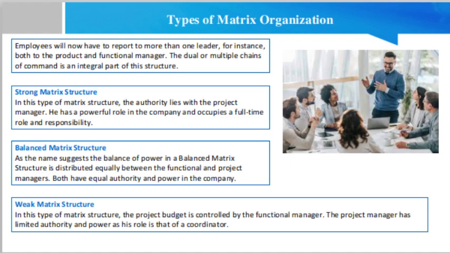Friends, matrix organization is defined as a complex structure implemented by business organizations. In most cases, the business entity follows a hierarchy system, but here the reporting relationship is set up as a matrix or a grid actually. Employees will now have to report to more than one leader or boss, for instance, both to the product and functional manager. The dual or multiple chains of command is an integral part of this structure.